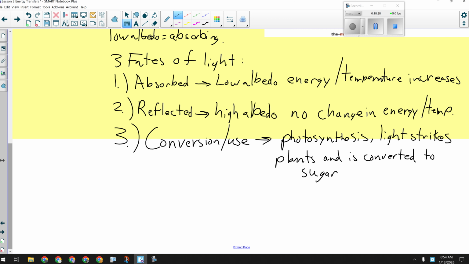Some of it will be absorbed. If it's hitting something dark enough in color, it will be absorbed. If it's hitting something lighter in color, then it will be reflected. And if it hits plants, it will be converted.